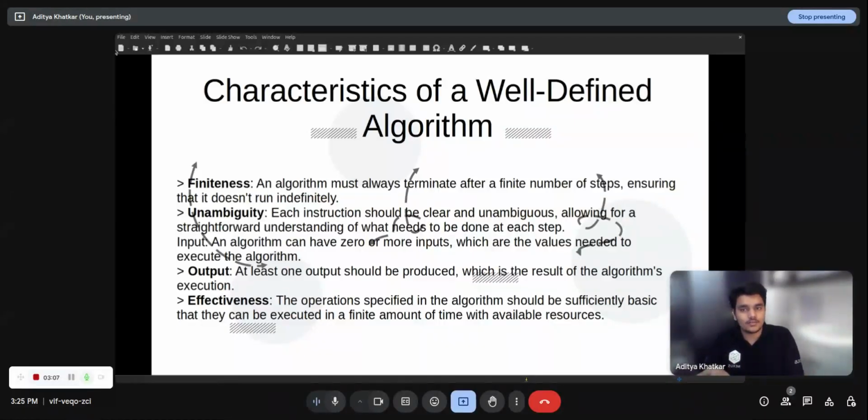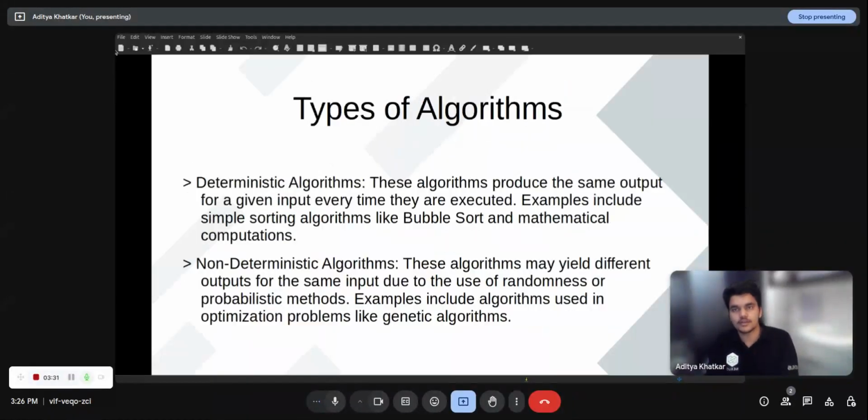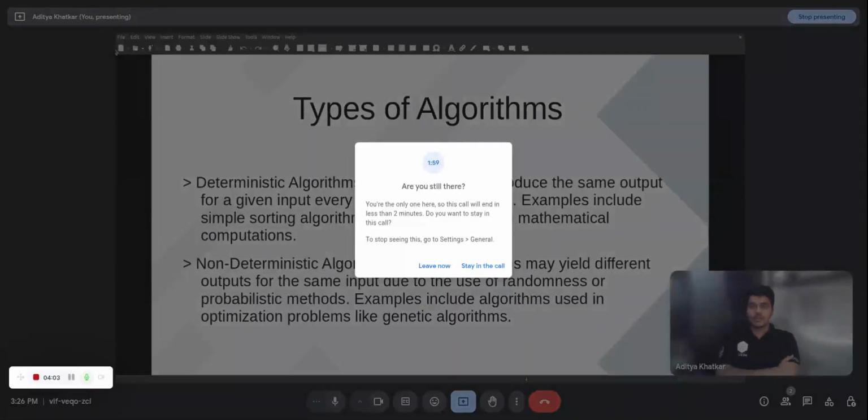An algorithm can have zero or more inputs, which are values needed to execute the algorithm. Everyone must have written code by now, so we know what input and output in an algorithm mean. Output: at least one output should be produced, which is the result of algorithm execution. Effectiveness: the operations specified in algorithms should be sufficiently basic that they can be executed in a finite amount of time with available resources.